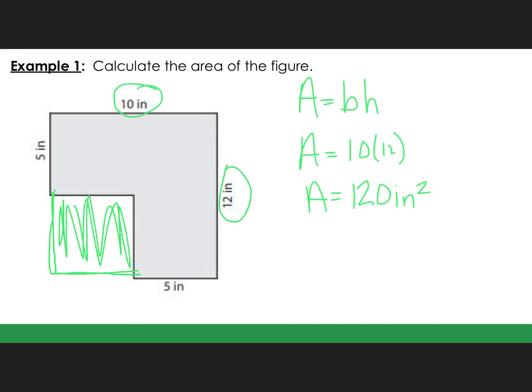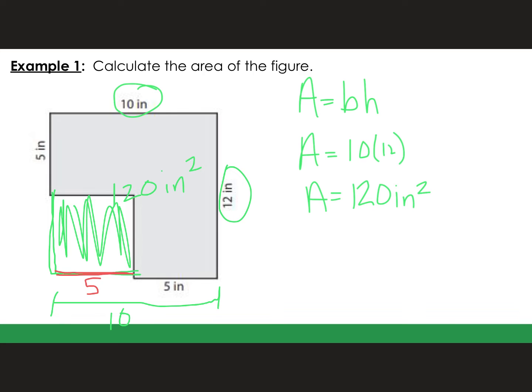Now, I need to subtract out, so I'm going to label this. I need to subtract out this green area that I shaded. So we have to figure out, well, what are the lengths? So here it says this whole thing is 10. And I need to know what the length of the green area is. So 10 minus 5 is 5. So this section right here as well is 5.